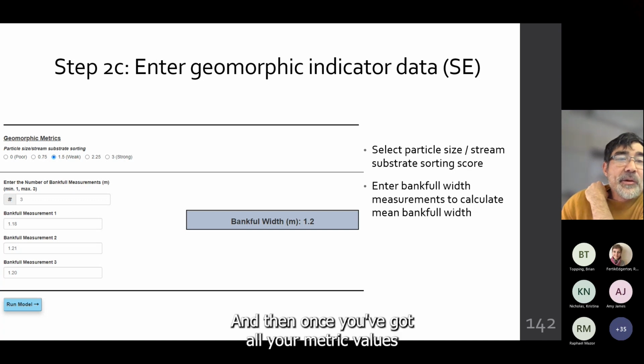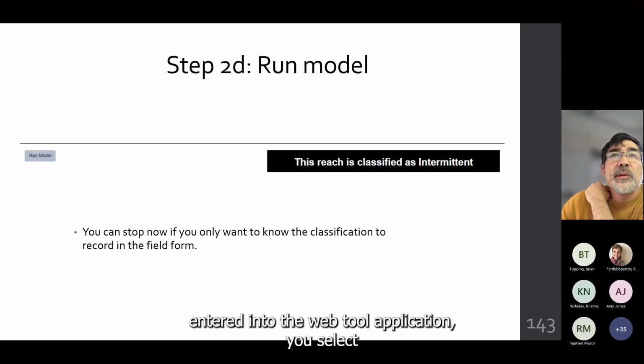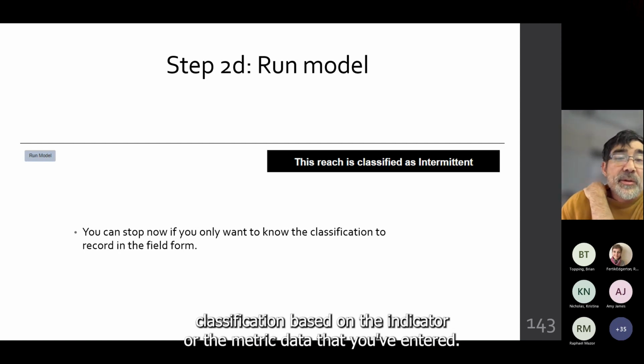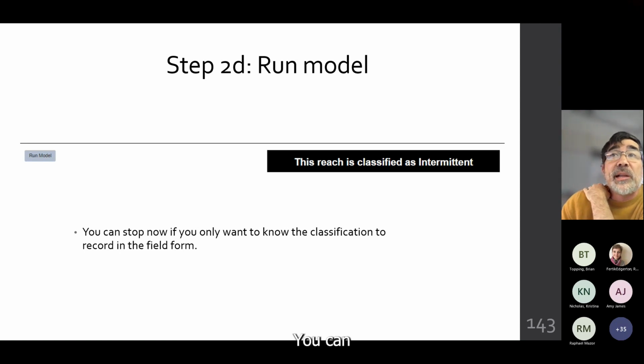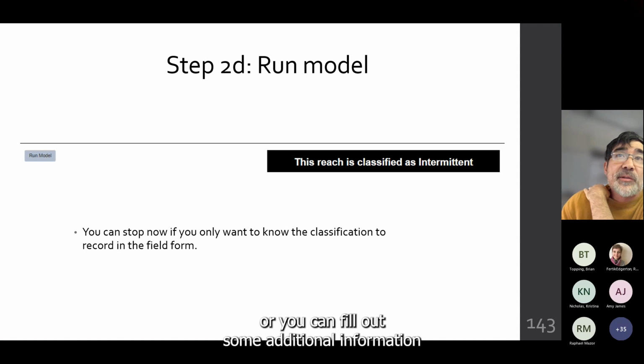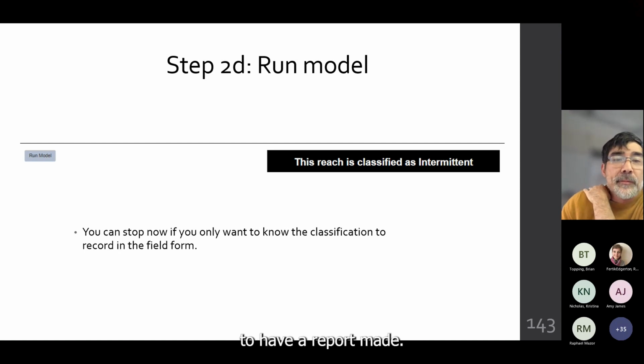And then once you've got all your metric values entered into the web tool application, you select run model, and then the application will provide the assessment reach classification based on the indicator or metric data that you've entered. You can mark the class on your field form at this point and then stop there, or you can fill out some additional information to have a report made. And that's the next slide.